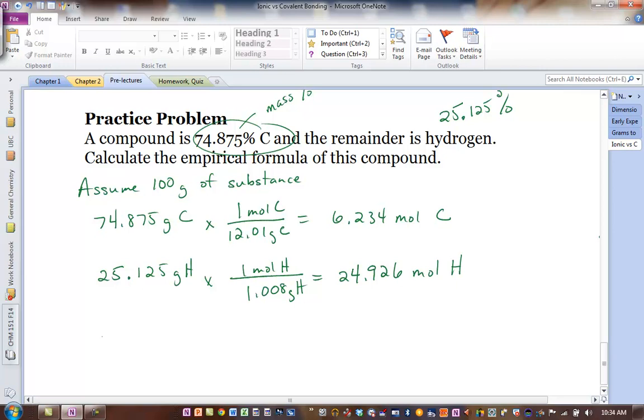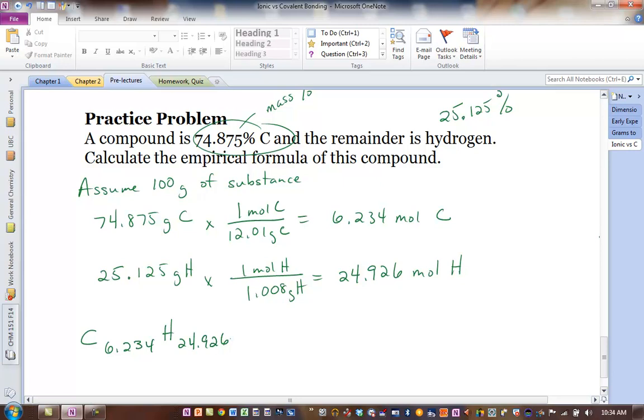So we could actually write that as a formula. This is going to look pretty funky, but it still is a formula. That's the correct ratio of carbon to hydrogen. But is that how we write formulas? No, we typically write them with whole numbers. So how do we get to whole numbers?